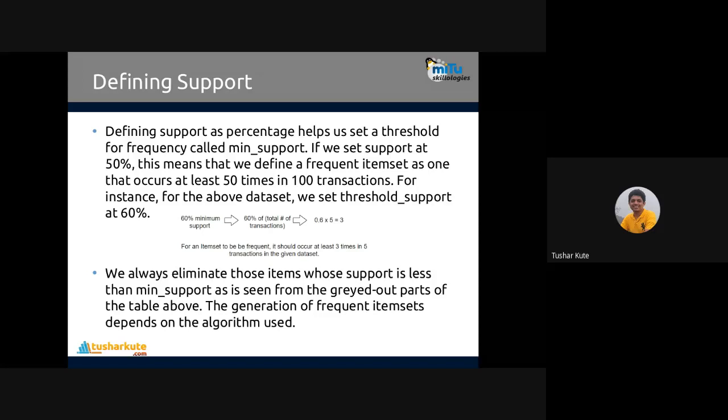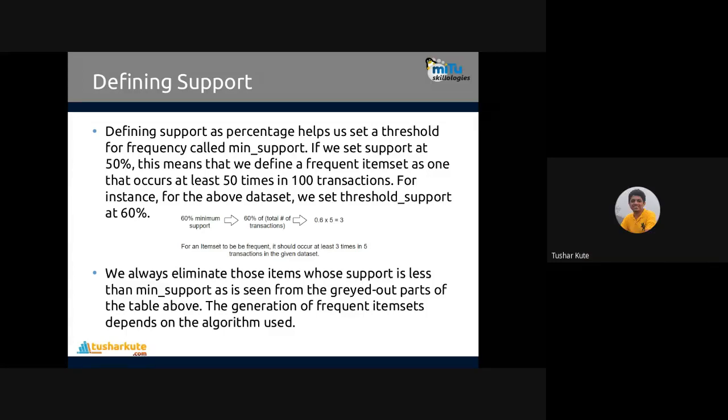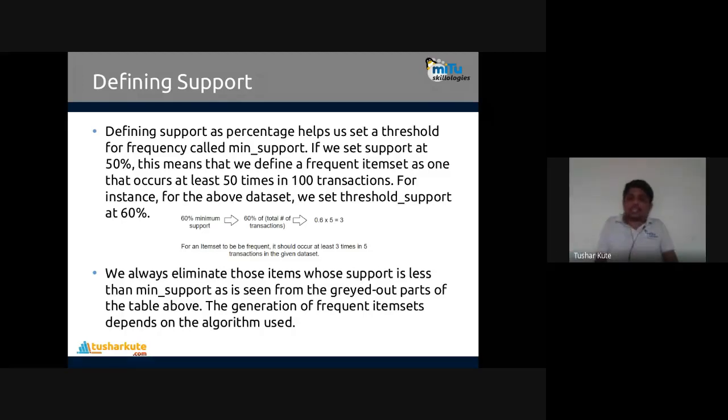That's why the frequency of item sets is identified first. So defining a support is important. There's a concept called minimum support. If an item is present at least that minimum amount of time, only then consider it for rule creation. Remember, if you set a support at 50%, this means we define a frequent item set as one that occurs at least 50% of the time in the 100 transactions. That 50% should be present.